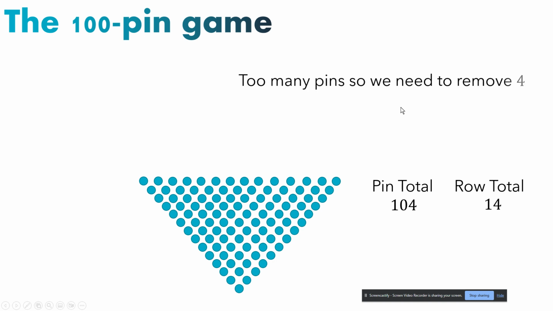So if you're looking at that particular one, what they needed to do was remove 4. And what they usually did was remove the last 2 and this 2, kind of making this arrow pattern. So this is what they did for the 100-pin bowling game. At least for the Wii. I think they also did it for the Switch.